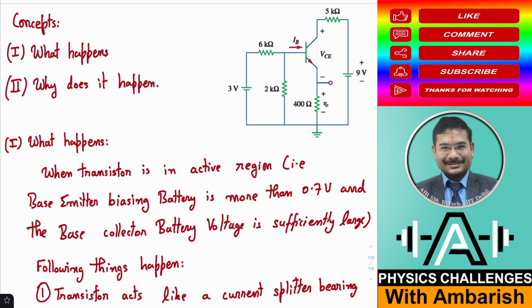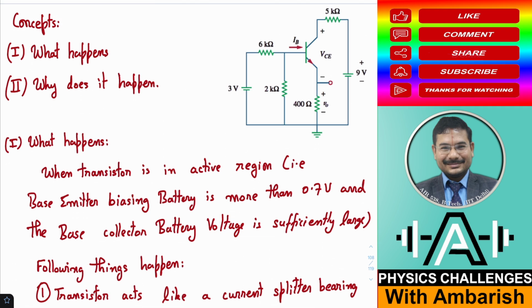This is a jargon for you. What do I mean by active region? See, when the biasing voltage across the base emitter is more than 0.7 volt, and the base collector battery voltage is sufficiently large, that is, this battery is sufficiently large, we call that this transistor is in the active state.